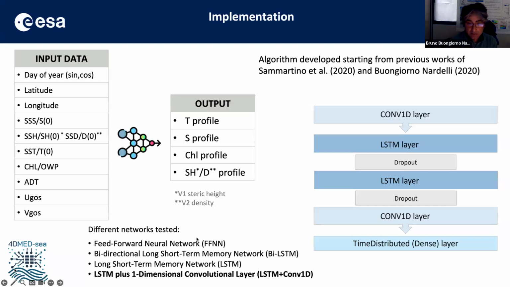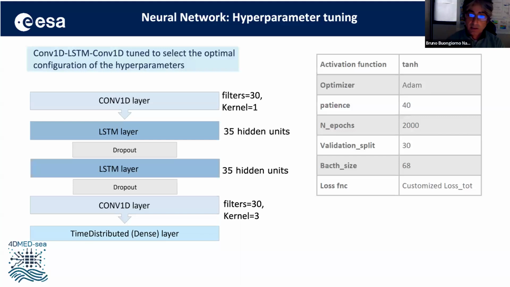There has been a test of slightly different architectures. So in the very end, the best performing algorithm includes some 1D convolutional layers. And it also includes, instead of the steric height as we used to do in the North Atlantic case, directly the density profile as one target variable. There has been, of course, work to tune the hyperparameters, but this is not really relevant for today's discussion.